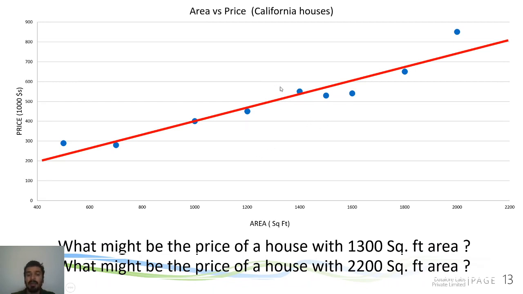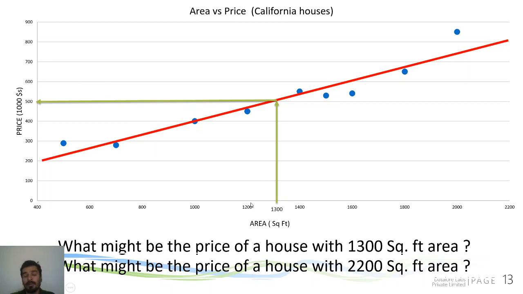And we use that curve to answer a lot of our questions, like what might be the price of a house with 1,300 square foot area? So 1,300 square foot is somewhere here, and you just extrapolate it on the line, and then on the y-axis, and you get your price value. So this is called a regression algorithm.